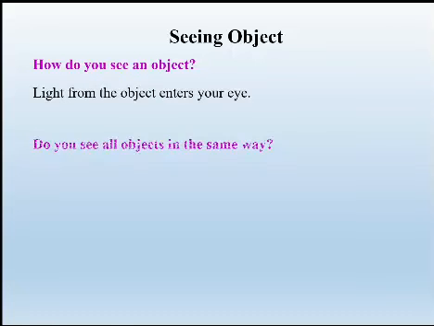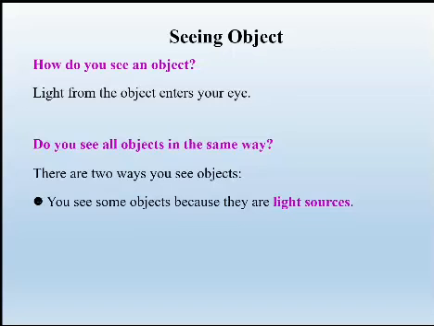How do you see an object? Light from the object enters into our eye. Do you see all objects in the same way? No. There are two ways to see an object. You see some objects because they are light sources, they generate their own light. And you see other objects by reflected light. Means these are not light sources, they give reflected light. So these are the two ways in which we can see an object: either objects which have their own light source, or objects by reflected light.